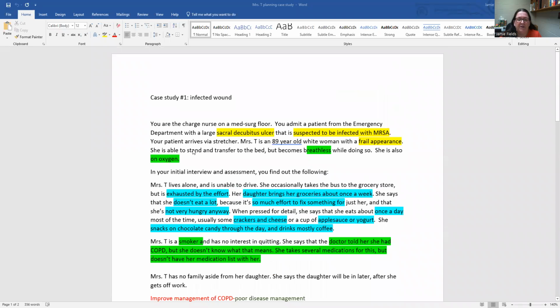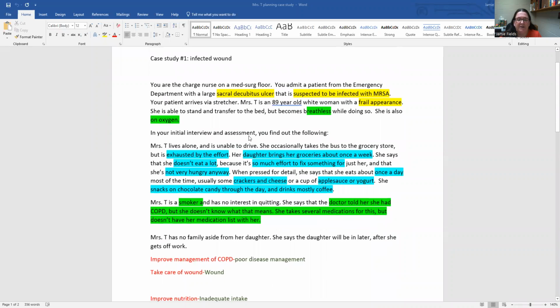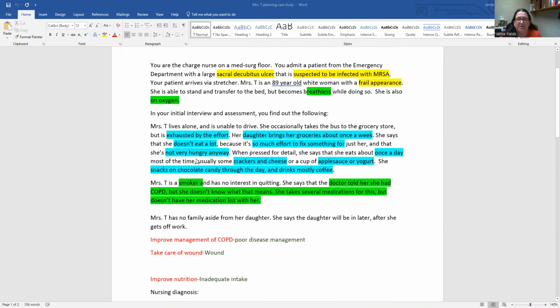So I want to go back real quick for planning. I want to go back to Mrs. T and look at some goals. Okay, so back to Mrs. T. We met her last week. We talked about her in these lectures. We've identified the cues in this assessment and looked at them to form patterns.